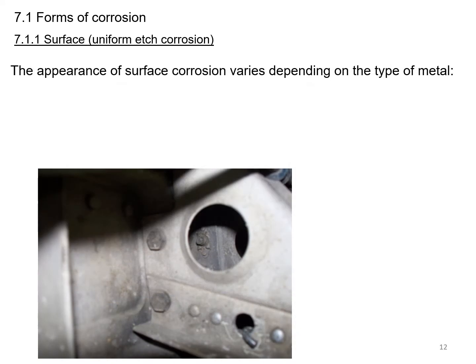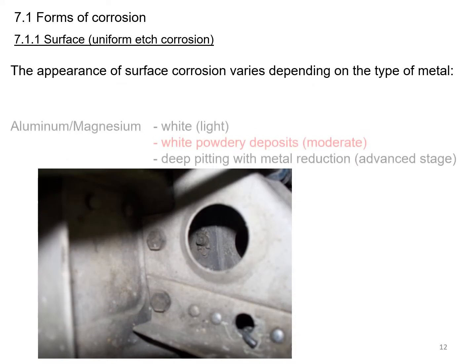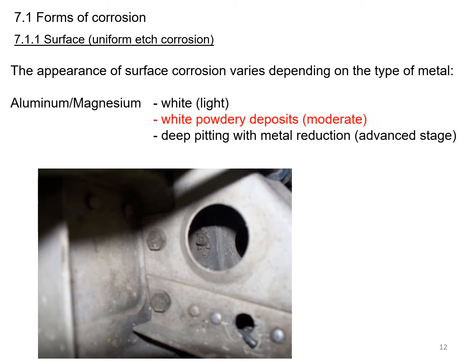The appearance of surface corrosion varies depending on the type of metal. For aluminum and magnesium, whitening of the surface will indicate light corrosion. White powdery deposit is moderate, like we saw when we did the first lab in the hangar on the Challenger wingtips. That was a moderate to advanced stage, really. So a white powdery deposit would indicate moderate corrosion. Deep pitting with metal reduction is an advanced stage.